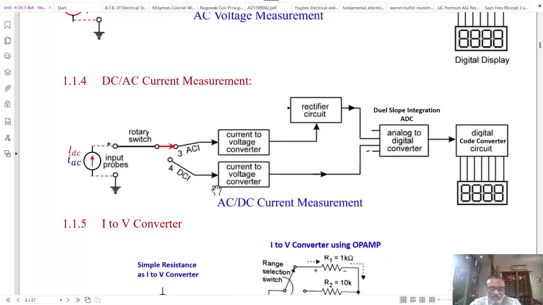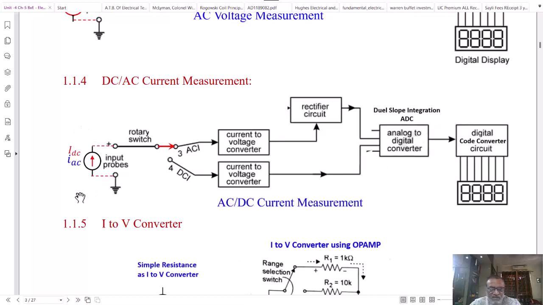Then the block that comes in series with this current is the current to voltage converter. This current to voltage converter will convert the current to the appropriate voltage. The output of the current to voltage converter is calibrated in such a way that it will provide a full range output for the analog to digital converter for the full range input applied.